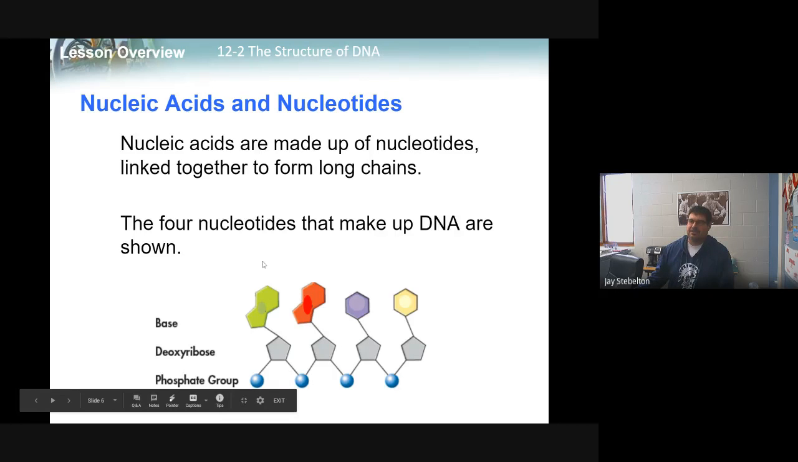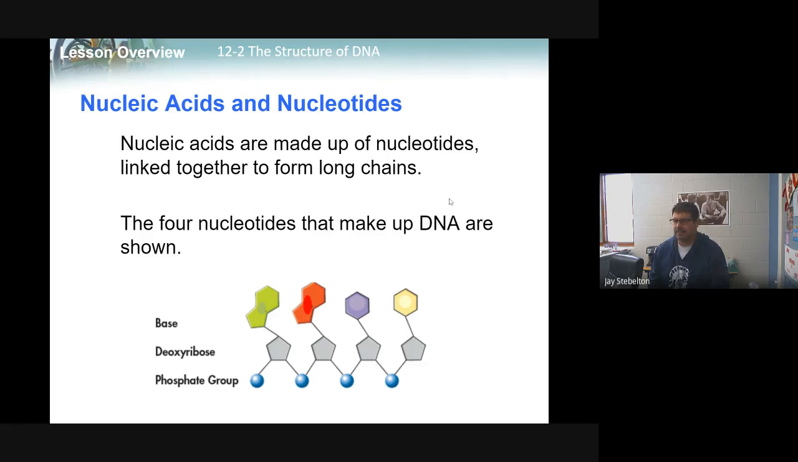On the other side would be a nitrogen base hooked to it, a 5-carbon sugar, and a phosphate group. A nitrogen base hooked to it, a 5-carbon sugar, and a phosphate group. And when you put the other side together, that's the double helix.